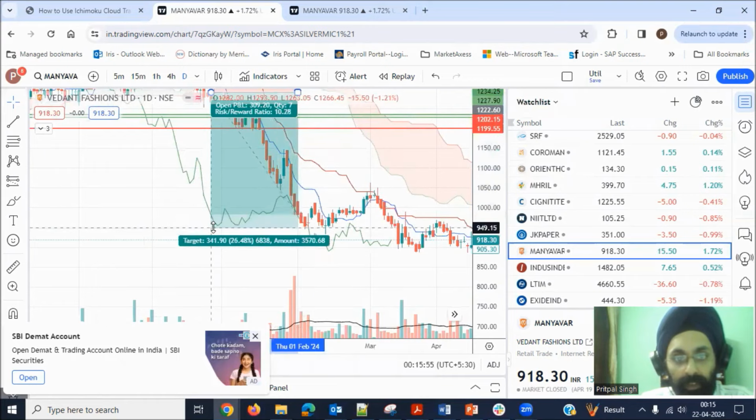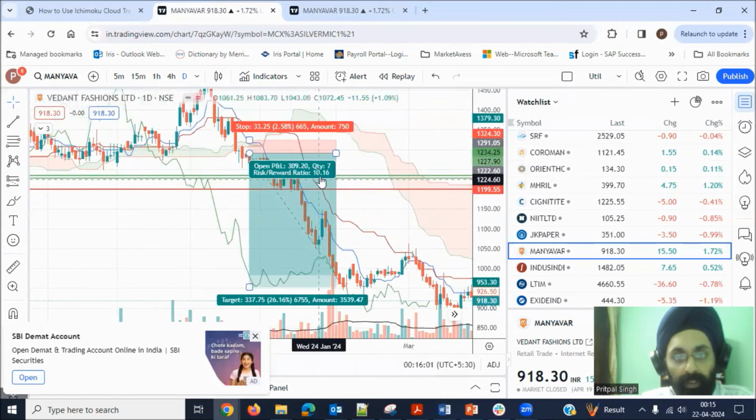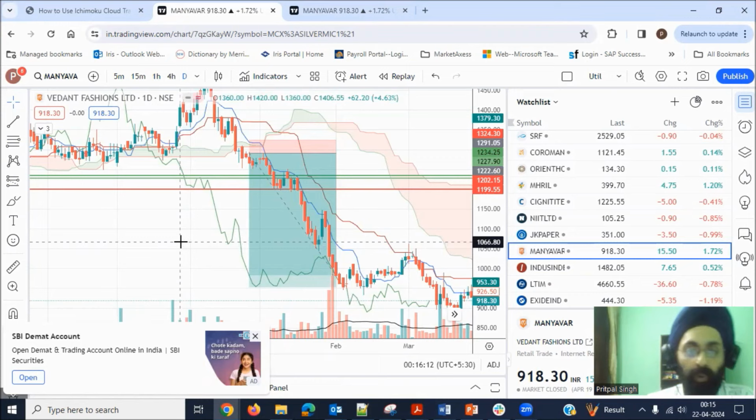And if we see the risk reward ratio in this case, it is 1:10, a target of 26.16% and a stop loss of only 2.5%. So these are the kind of trading signals which you can get using Ichimoku Cloud trading strategies, which are the Ichimoku Cloud breakout strategy and the Ichimoku Cloud breakdown strategy. So this was the video for cloud breakout strategies, both on the bullish side and the bearish side.